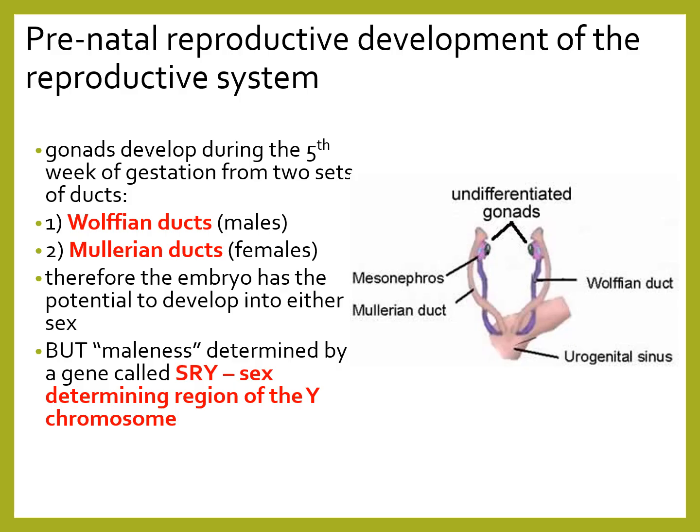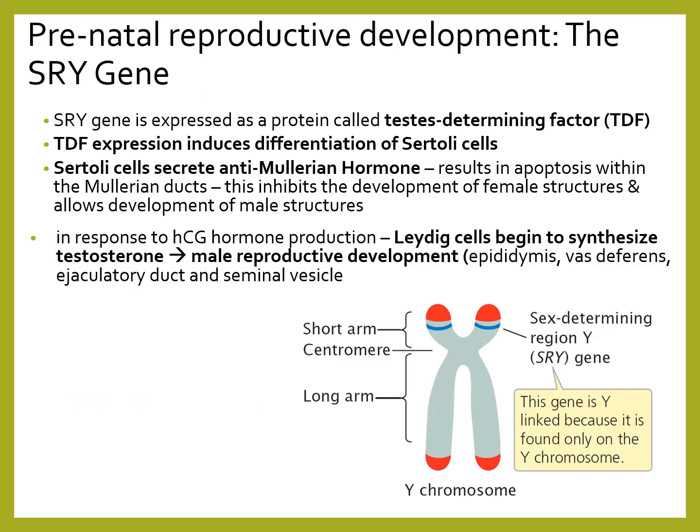of the Y chromosome. What does the SRY gene become expressed as? Well, when it's transcribed and translated, you end up with a protein called TDF, testes determining factor. Testes determining factor induces the differentiation of Sertoli cells from the cells of the Wolffian ducts. And once they begin to appear, these Sertoli cells are going to secrete anti-Mullerian hormone. This hormone is going to result in apoptosis of the Mullerian ducts, thereby inhibiting the development of the female reproductive structures, and this then allows the development of the male reproductive structures.